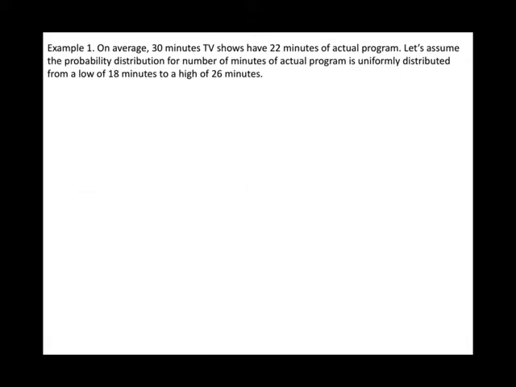Okay, look at the first example. On average, 30 minute TV shows have 22 minutes of actual program. Let's assume the probability distribution for the number of minutes of actual program is uniformly distributed from a low of 18 minutes to a high of 26 minutes. I want you to highlight uniformly distributed. When you see uniform distribution, you need to remember the graph is going to look like a rectangular shape.